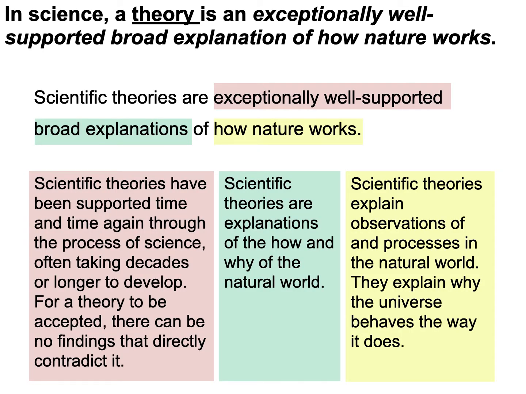In science, a theory fits 3 criteria. It has to be exceptionally well supported, it has to be a broad explanation, and it has to be about how nature works. Theories take a long time to develop, and they need to be supported over and over through the process of science. For a theory to be accepted, there can be no findings that directly contradict it. Finally, theories are broad explanations of how the natural world works.